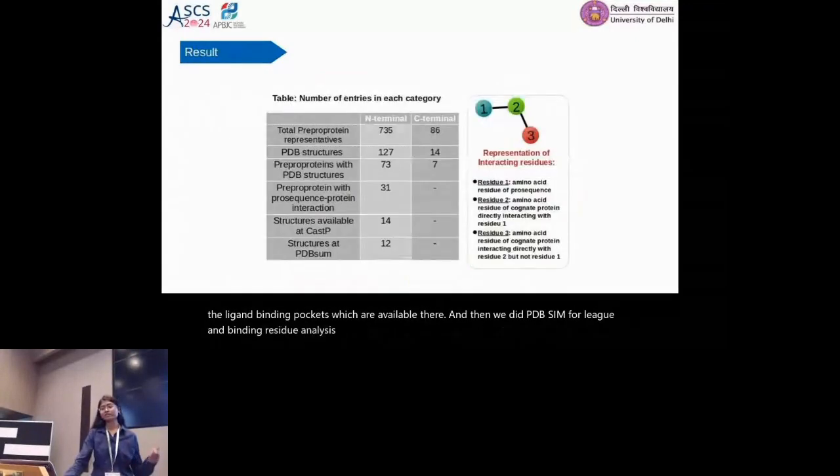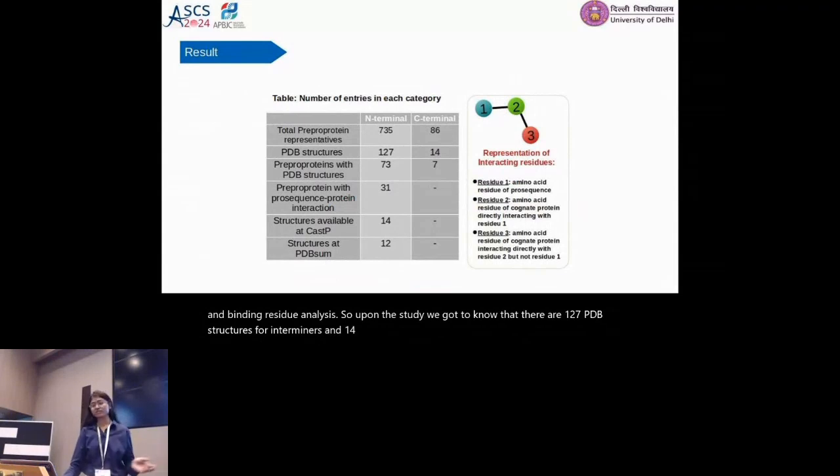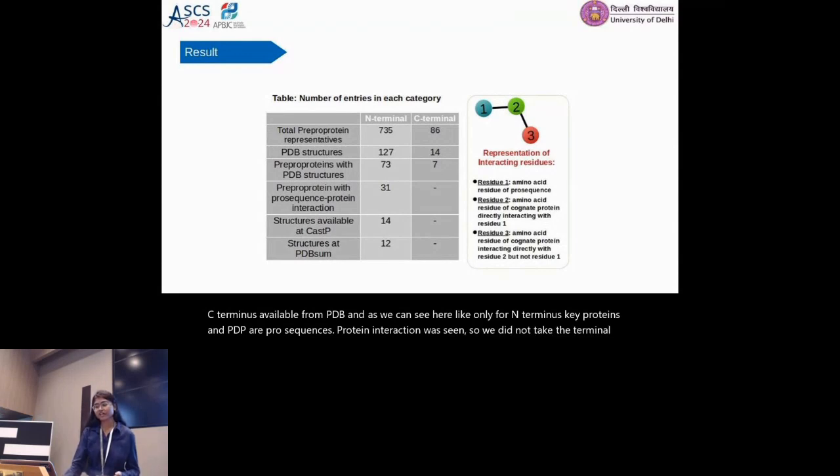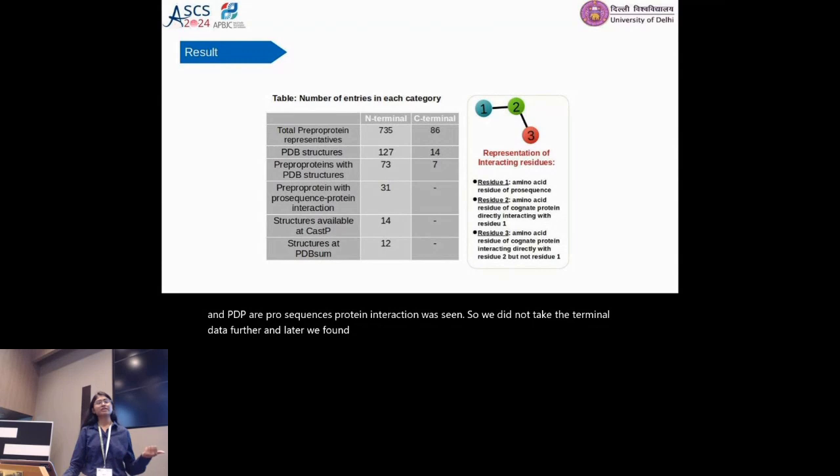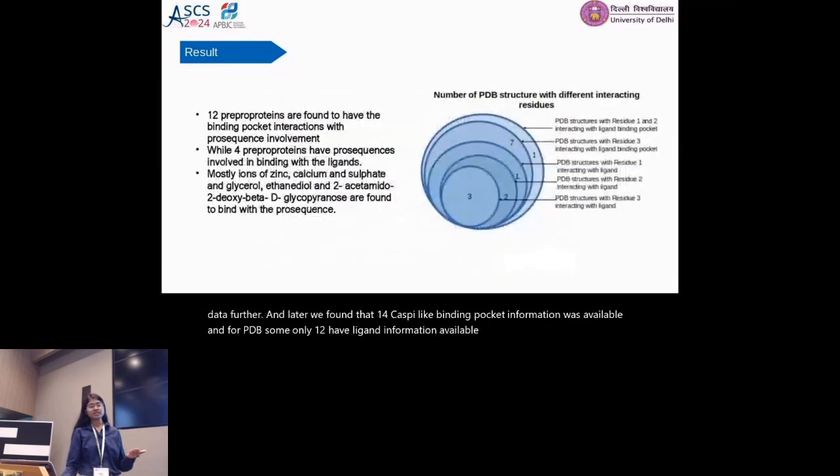Upon the study, we got to know that there are 127 PDB structures for the N terminus and 14 structures for the C terminus available from PDB. As we can see here, only for the N terminus was pro-sequence and protein interaction seen. So we did not take the C terminal data further, and later we found that 14 CASTp ligand binding pocket information was available, and for PDBsum only 12 have ligand information available. From there we can see that there are interactions involved.